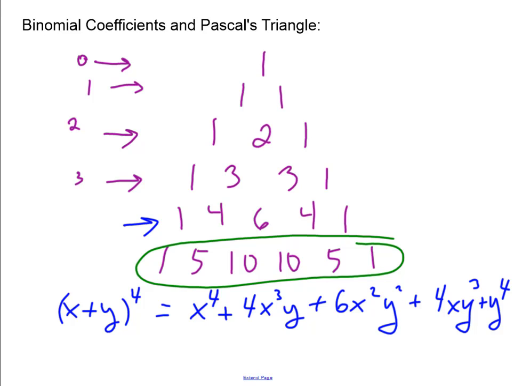Pascal's triangle is fantastic for finding these binomial coefficients if it's not too high a power of x that we're going up to. Because here's the first 5 rows, counting from 0, which we're going to be doing a lot as we work through the binomial theorem work.